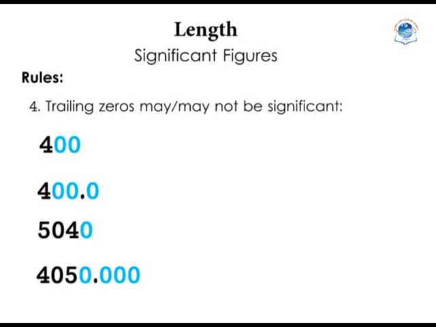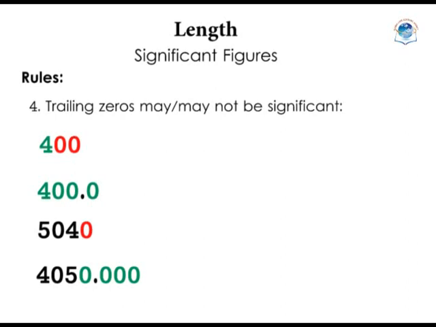The thing is, if there is a decimal point, then they are significant. If there is no decimal, then they are not. And so for 400, there is no decimal. This number has only 1 significant figure, 4. For the number 400.0, we have the first non-zero digit 4, and all these are trailing zeros. In this case, there is a decimal, and so these zeros are significant. So here we have 4 significant figures.